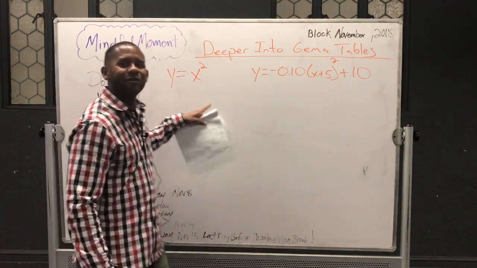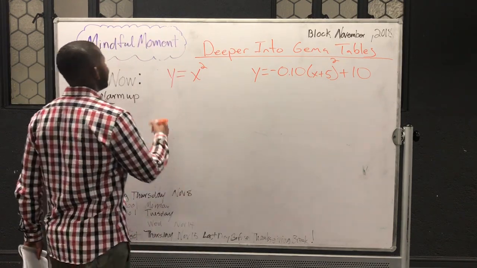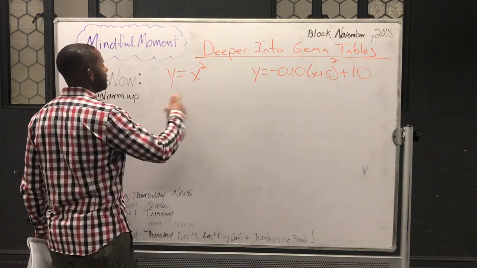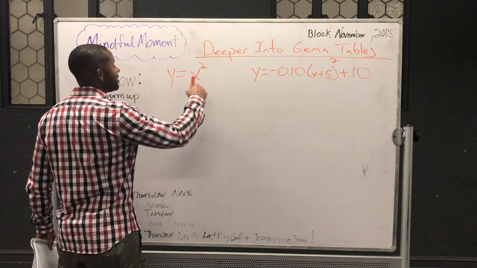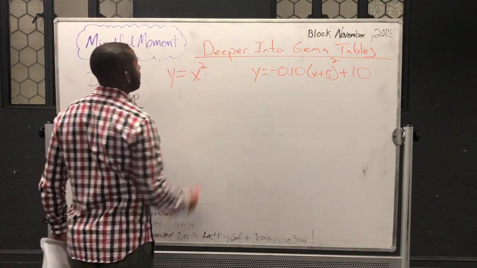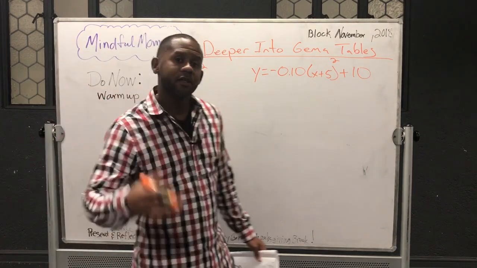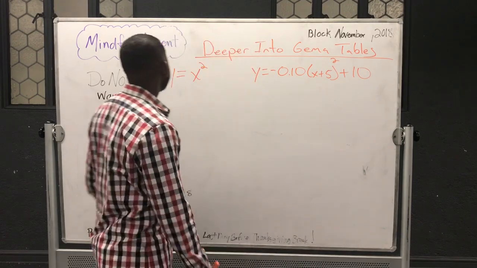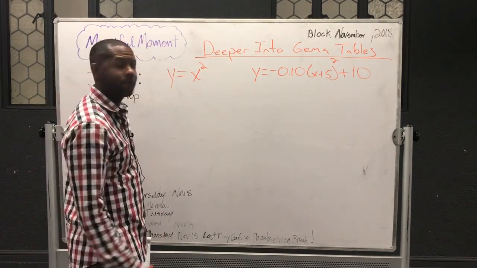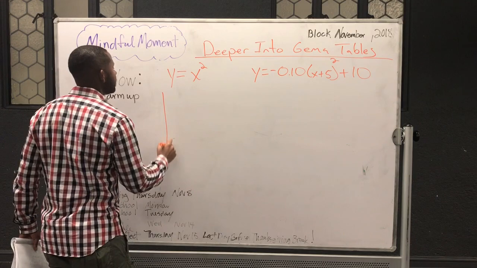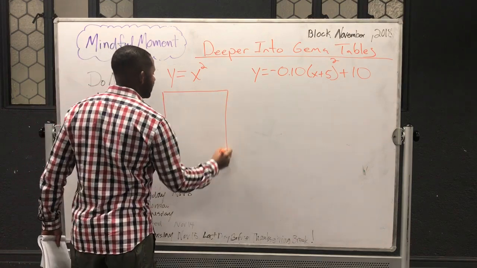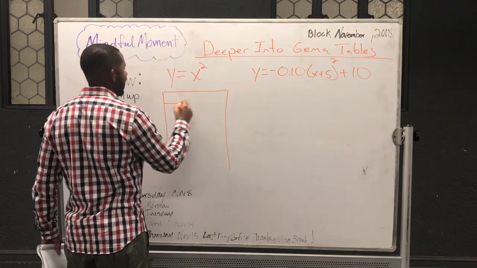Make me a Gema table for this, y equals x squared. This is actually called a parent function. This is the most basic parabola, at its most basic form, y equals x squared. Make me a Gema table for that. Do it right now. Cool. Hopefully you just did it and you're like, oh, that's a simple Gema table, Bass.